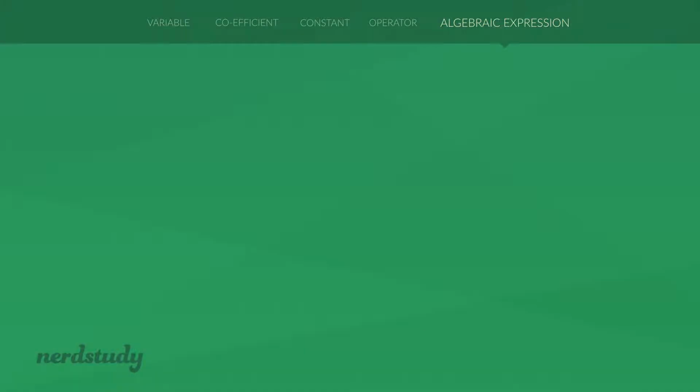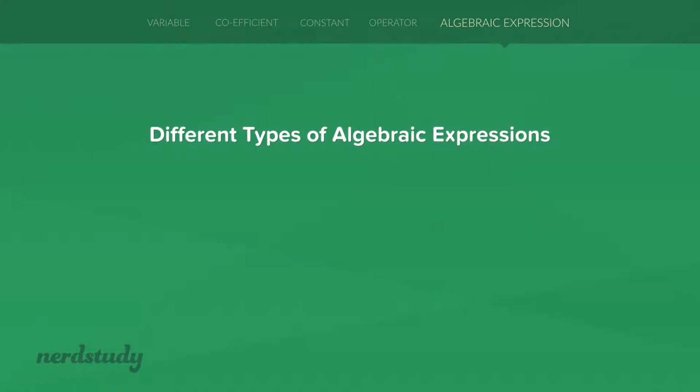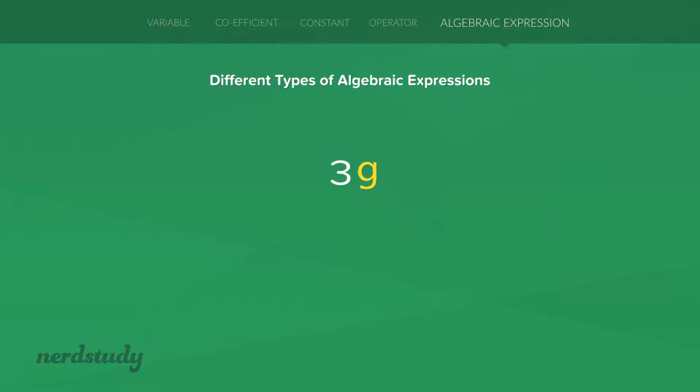So let's take a look at some of the different types of algebraic expressions. As we can see, this algebraic expression has a coefficient and a variable. This one has a division between a number and a variable. And this one has a constant being added with a coefficient multiplied by a variable. Lastly, this one is just the variable by itself.